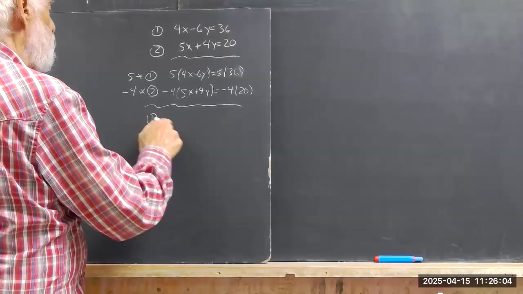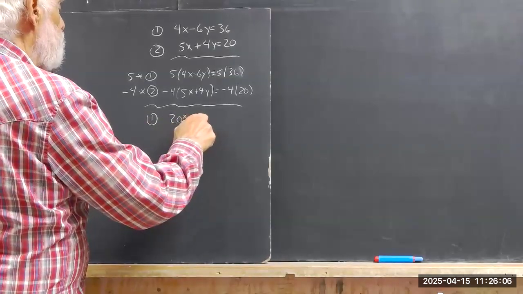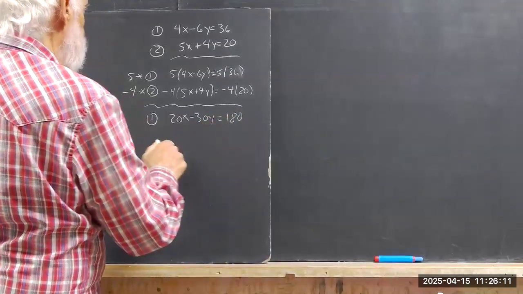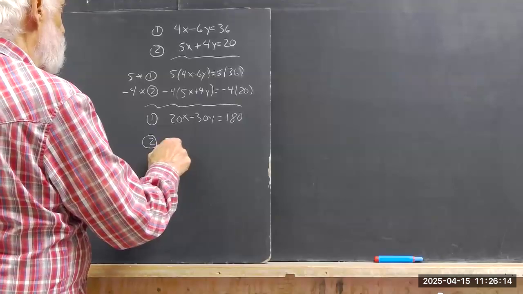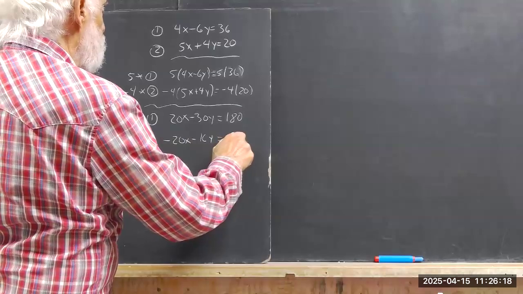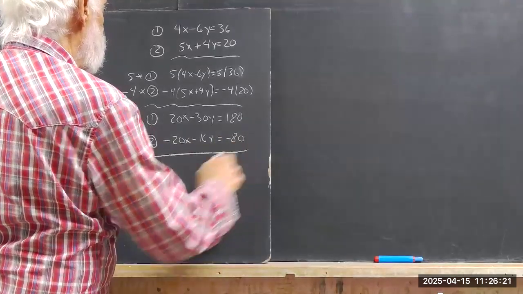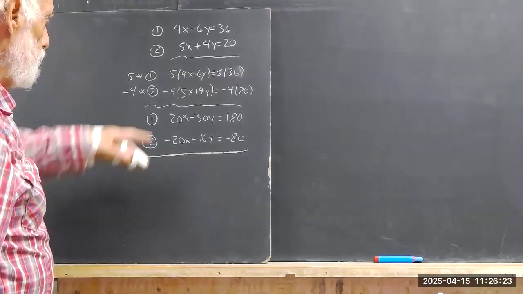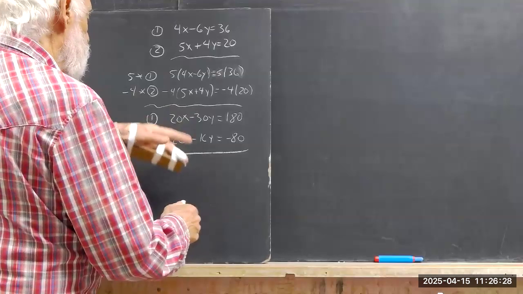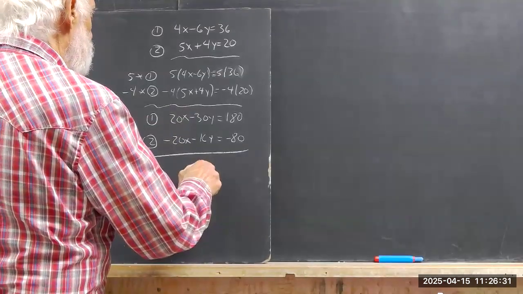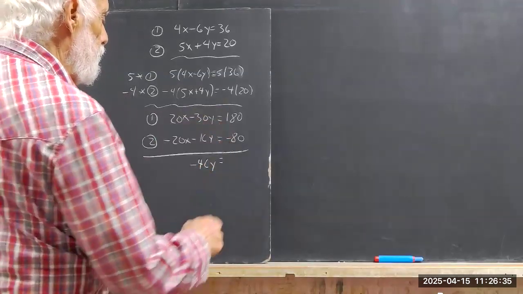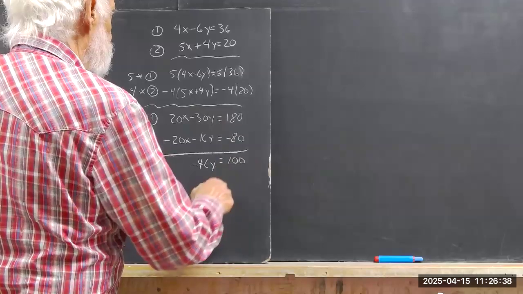Now equation 1 becomes 20x plus 30y equals 180. And equation 2 becomes -20x minus 16y equals -80. And now I add: 20x and -20x gives me 0. 30y and -16y gives me 14y. And 180 and -80 gives me 100.